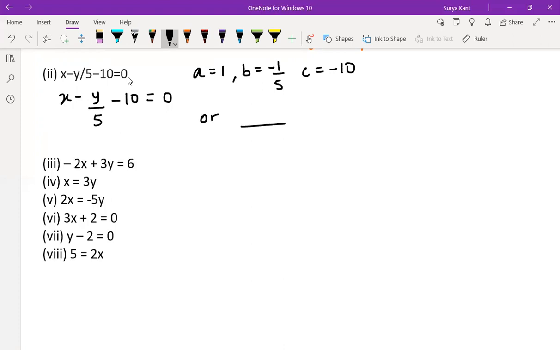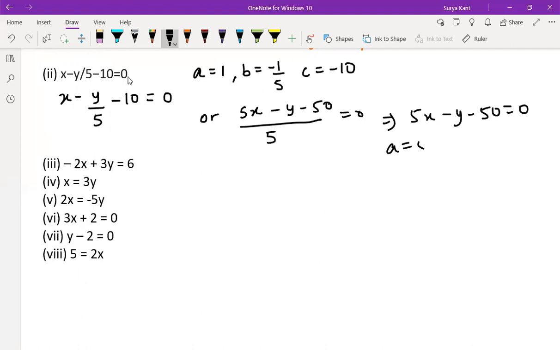You take the LCM. LCM is 5. You can write here 5x, then minus y and minus 50 is equal to 0. Can we write like this? Yes, sir. Then you multiply this 5 to the other side. So you get 5x minus y minus 50 is equal to 0. Correct? So here you can write a is equal to 5, b is equal to minus 1, c is equal to minus 50. So this way also you can write if you want.